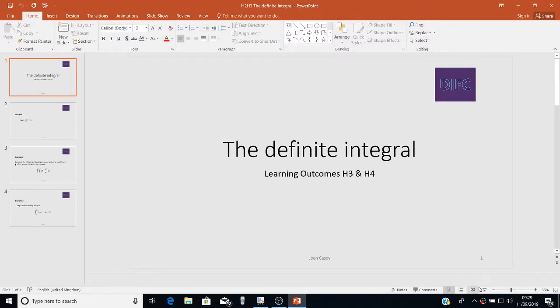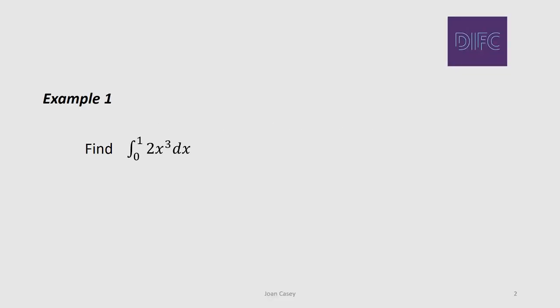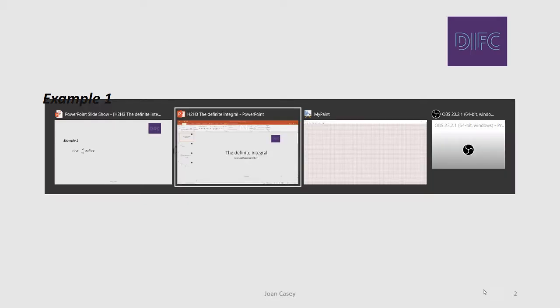In this video, we're going to look at some examples of the definite integral. The first example we look at is: find the integral from 1 to 0 of 2x cubed dx. So the function we were given was, we were looking to compute the integral from the limits of 1 to 0 of 2x cubed dx.